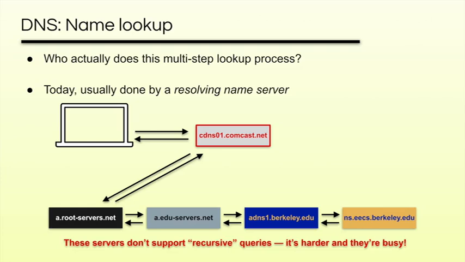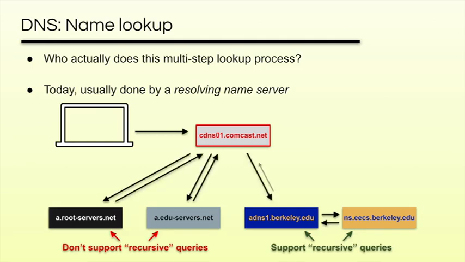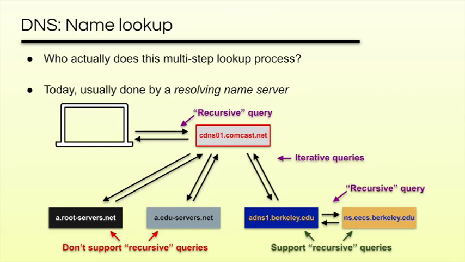Recursive queries take them more work, and they're all really busy. And in particular, the root servers don't support recursive queries. You could also imagine some scenario like this. Maybe the Berkeley name servers, for whatever reason, had been configured to support recursive queries. And so you could imagine that you might get some sort of combination where you've got a recursive query here, and you've got iterative queries here, and then you've got another recursive query here. And so, again, this works logically, but practically speaking, this never happens.